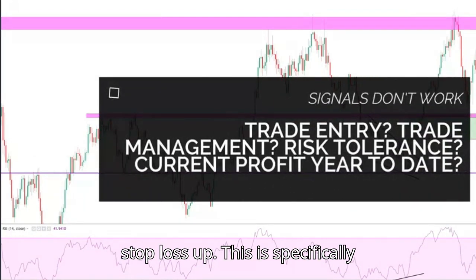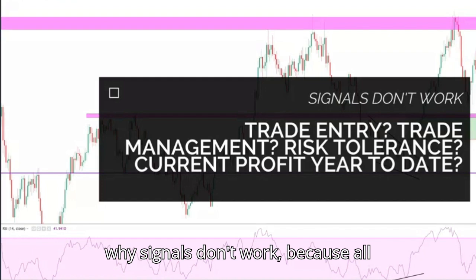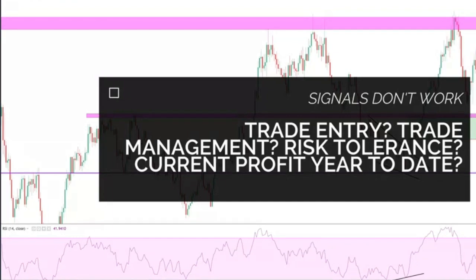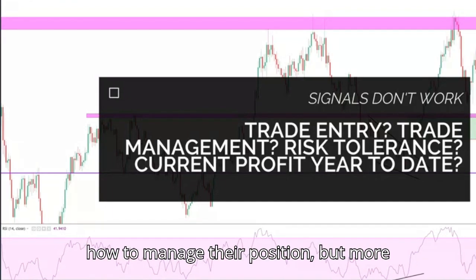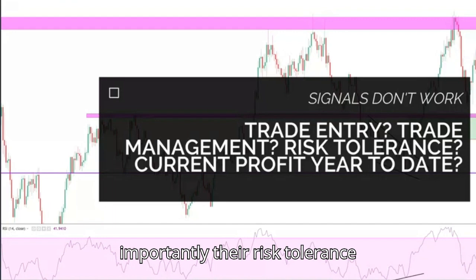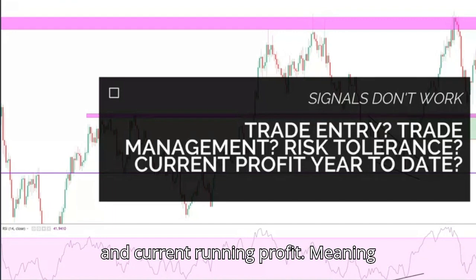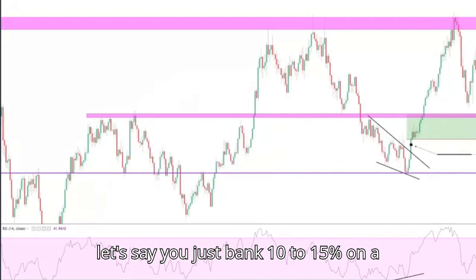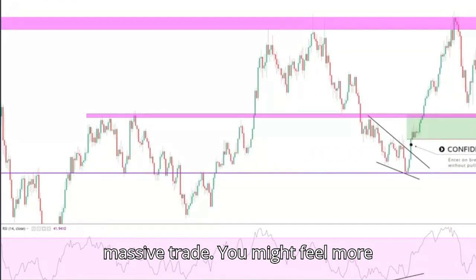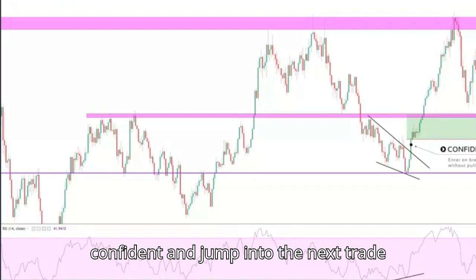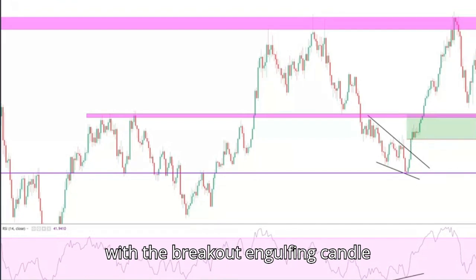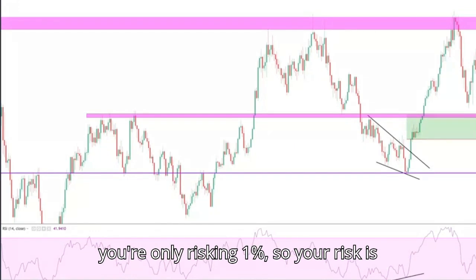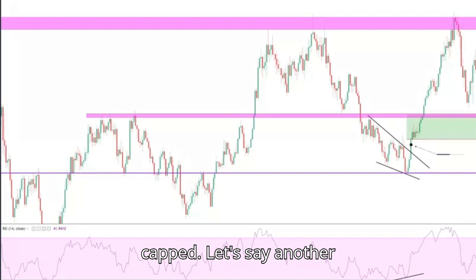This is specifically why signals don't work, because all traders are different in their decision making in terms of where to enter, how to manage their position, but more importantly, their risk tolerance and current running profit. Meaning, let's say you just bank 10 to 15% on a massive trade. You might feel more confident and jump into the next trade with the breakout engulfing candle without waiting for a pullback. Again, you're only risking 1%, so your risk is capped.